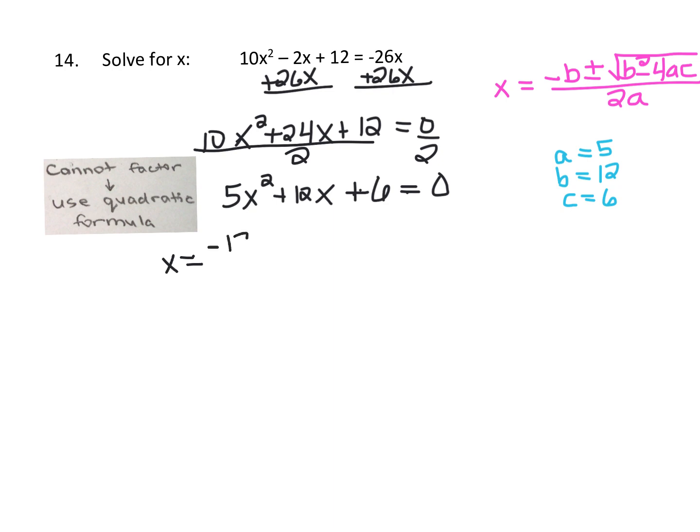12, plus and minus the square root of b squared, so 12 squared. Now, because it's positive, you don't have to put this 12 in parentheses before you square it, but if it was negative, you would need parentheses like that. But if you put them in, if it's positive, it doesn't hurt. Okay, minus 4 times a, which is 5, times c, which is 6. And that whole entire thing, make sure you extend the fraction bar from the beginning to the end, is going to be over 2 times a, so 2 times 5.